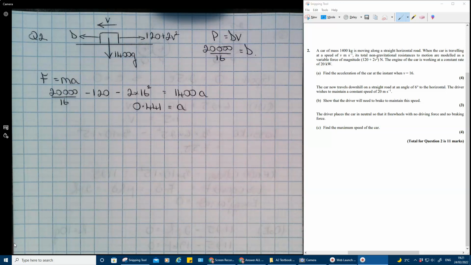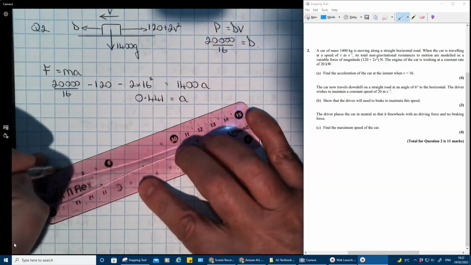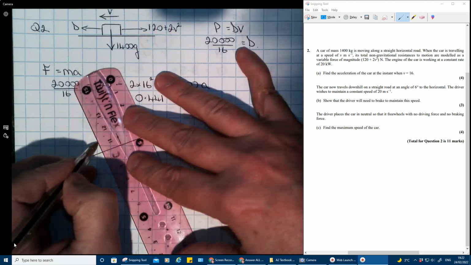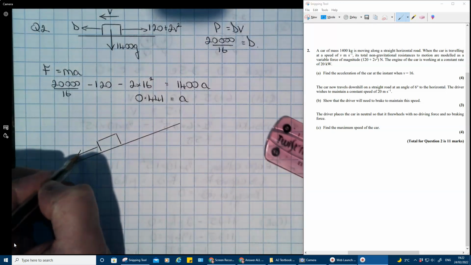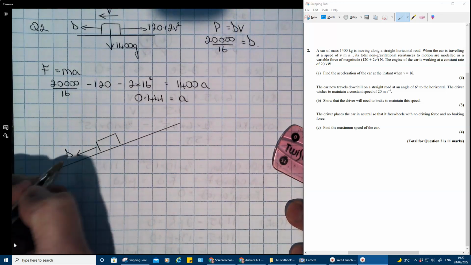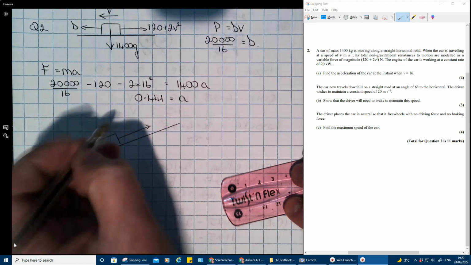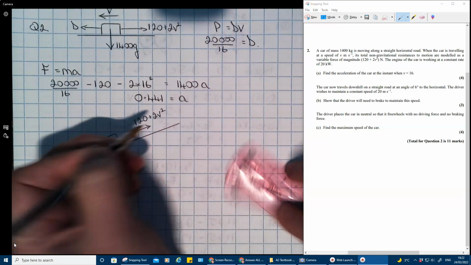Okay, now we're going to go downhill. We're going to go on a similar, but we're just going to tilt the page. So we've got a similar scenario. Driving force, still 120 plus 2v squared.